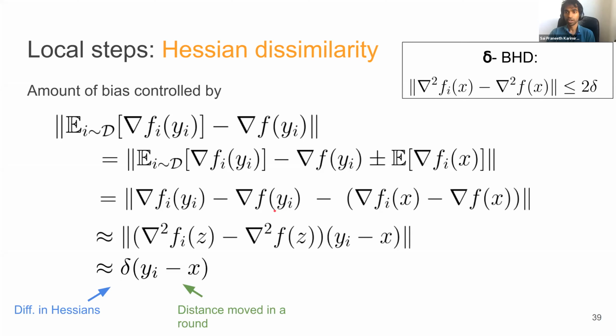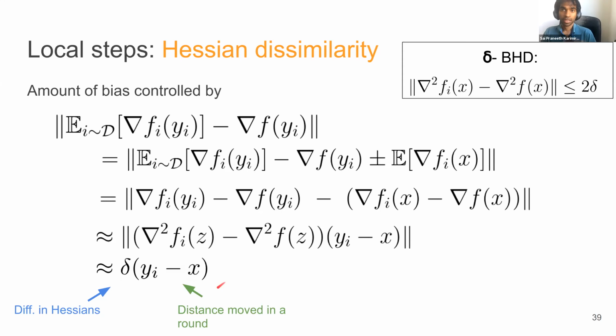Okay, so if I write a function, this really looks like the gradient of f_i at y minus the gradient of f_i at x. So it's no surprise that when you're talking about the difference of the gradients, Hessians enter the picture. You can approximate this by the difference in the Hessian times y minus x. Because we assume the Hessians are close to each other by some delta, this bounds the bias by delta times y minus x.